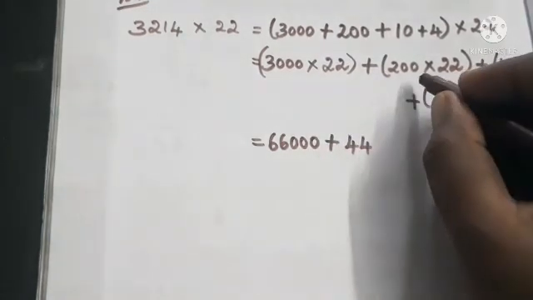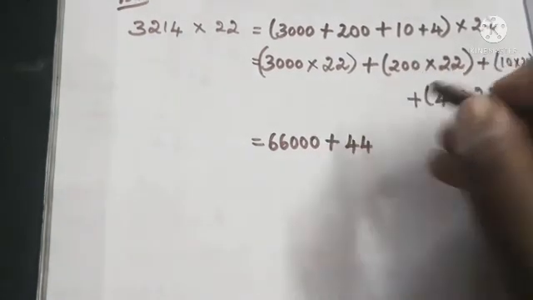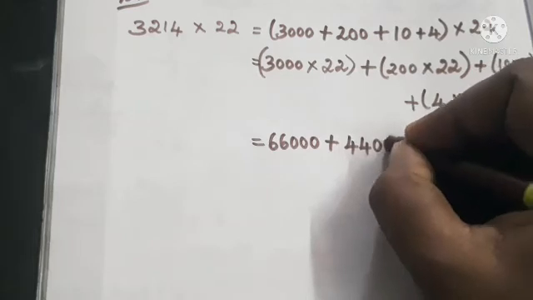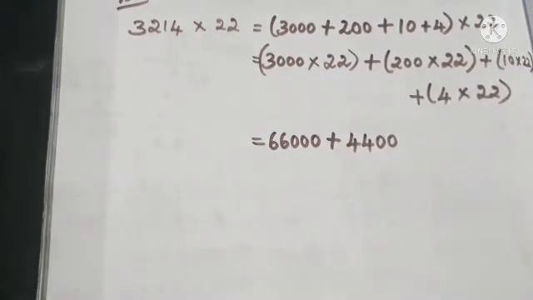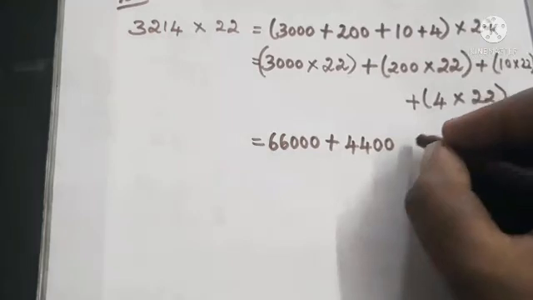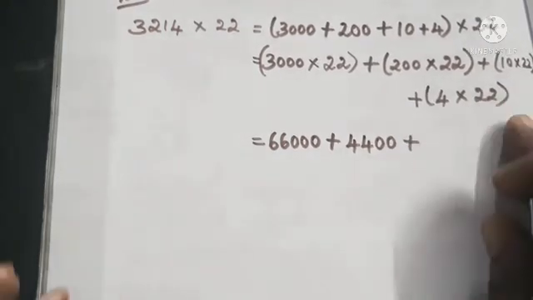44. So in the 200, how many zeros are there? Yes, 2 zeros are there. So those 2 zeros we can place at the back of the 44. Okay, now we got 4,400. Then plus. Look at the next one, ma.